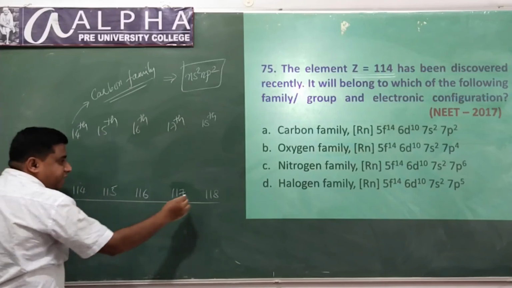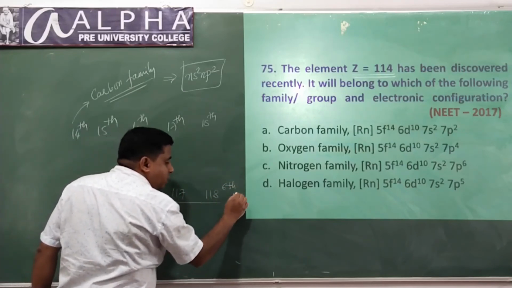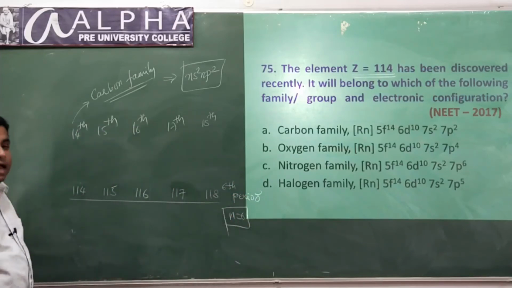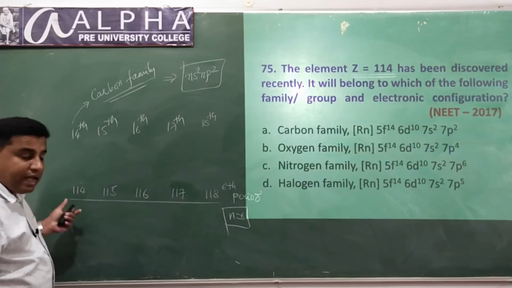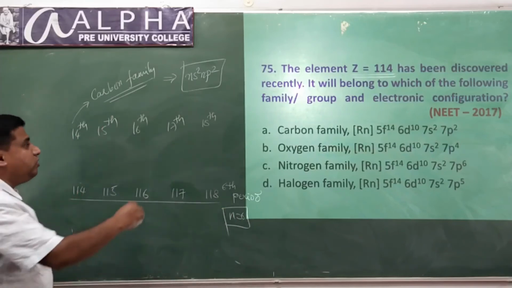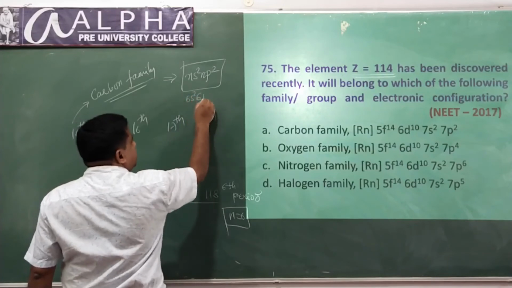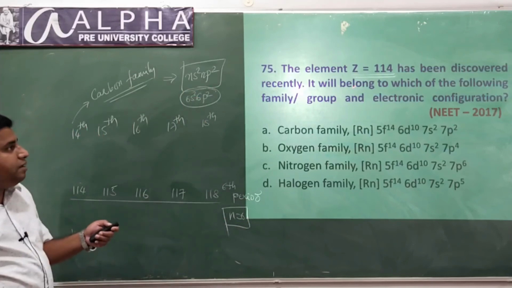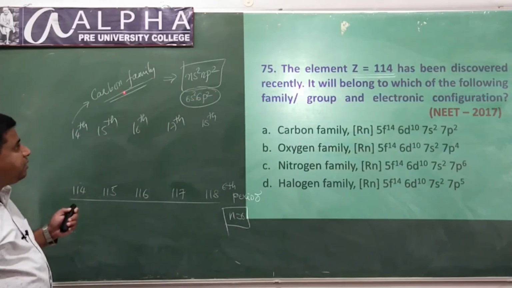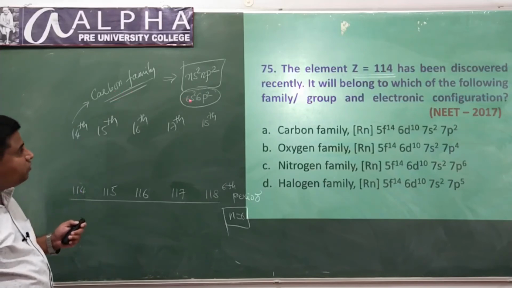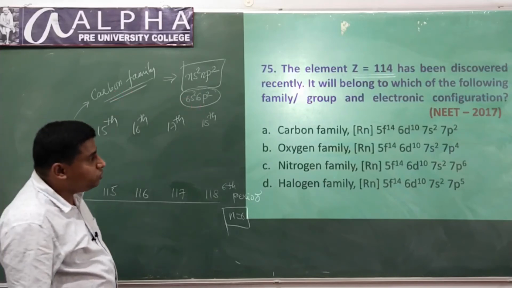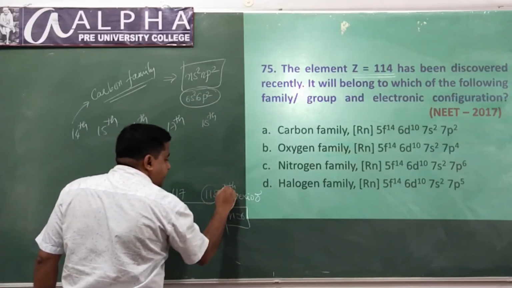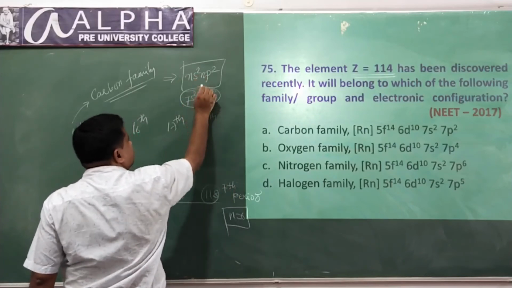The last element 118 is in 6th period. For 6th period, the n value is 6. That means the element 114 will have an outer electronic configuration of 6s2, 6p2. Therefore, the element 114 belongs to carbon family. Sorry, it belongs to 7th period. Yes, this 118 belongs to 7th period. 7th period means 7s2, 7p2.